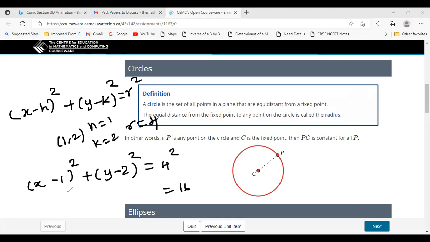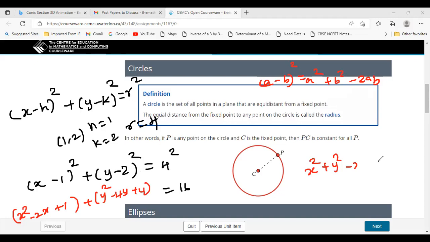So that's going to be 4 square, which is 16. And you already know the algebraic identity, a minus b the whole square, which is a square plus b square minus 2ab. If I use this and elaborate this, I will have x square minus 2x plus 1 and y square minus 4y plus 4. If I simplify this, I will have x square plus y square minus 2x and minus 4y and minus 11 equal to 0.